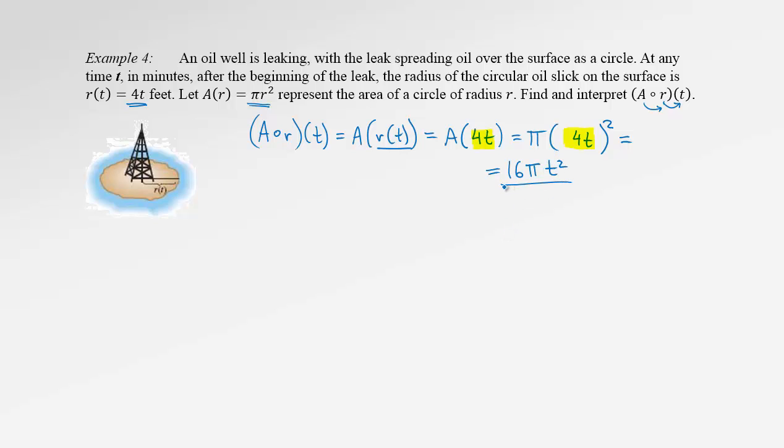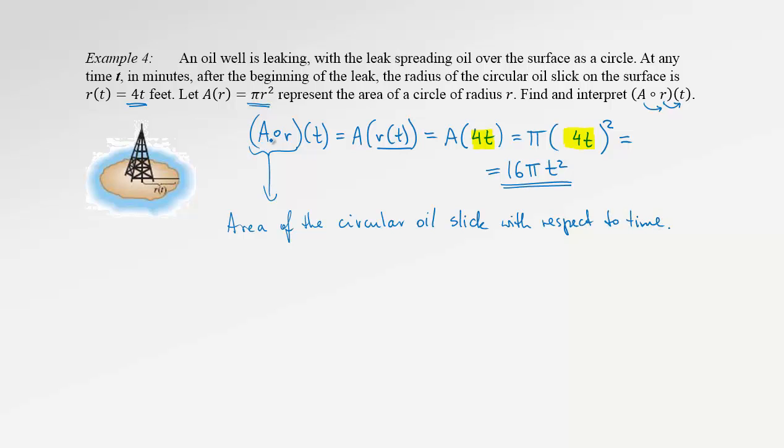Notice that this formula depends only on t. So it's not the radius that is important, the time is important in the end. So how to interpret this A composed with r function? Well, this is really the same as the area of the circular oil slick with respect to time.